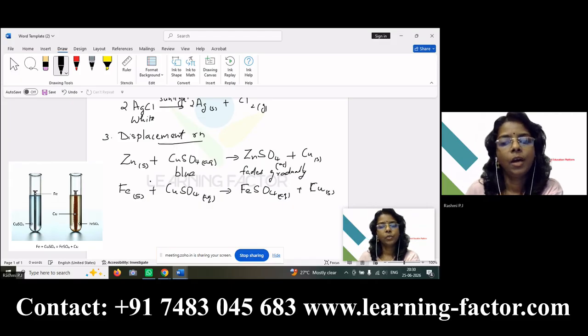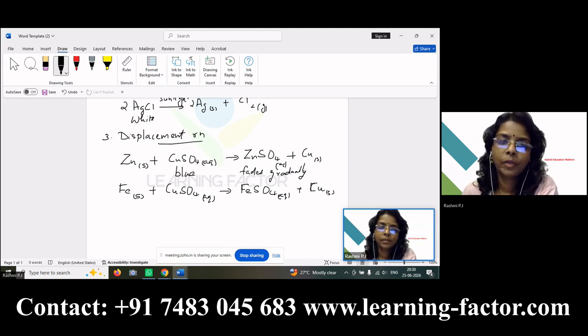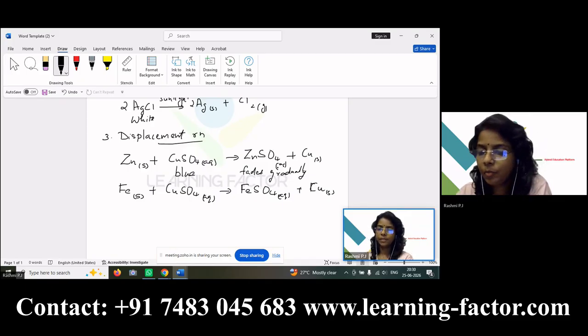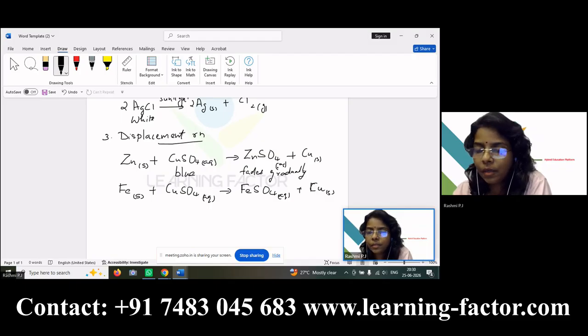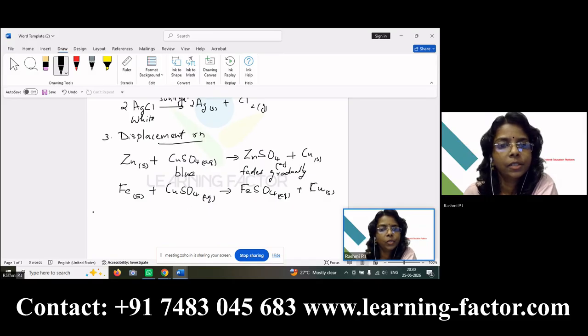Here also iron, which is more reactive than copper, displaces copper from its solution to form iron sulfate plus copper. Here zinc and iron are more reactive than copper, so they displace copper from its compound. Now moving to our next reaction, the double displacement reaction.